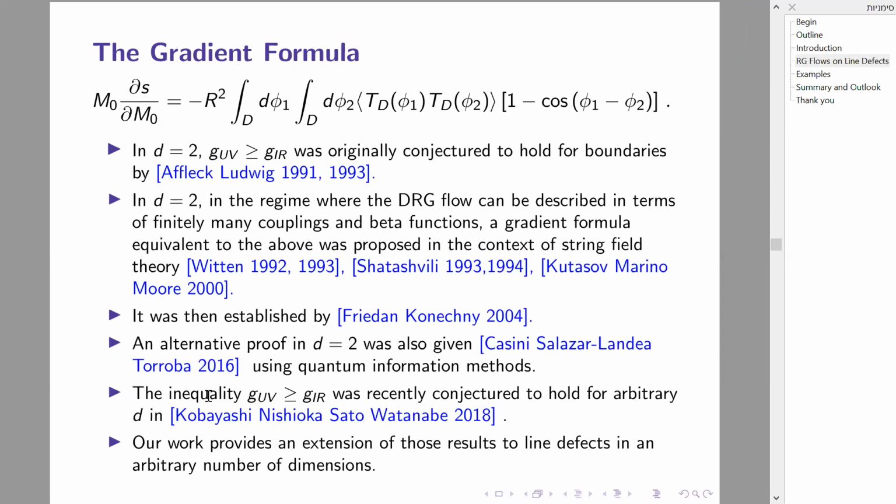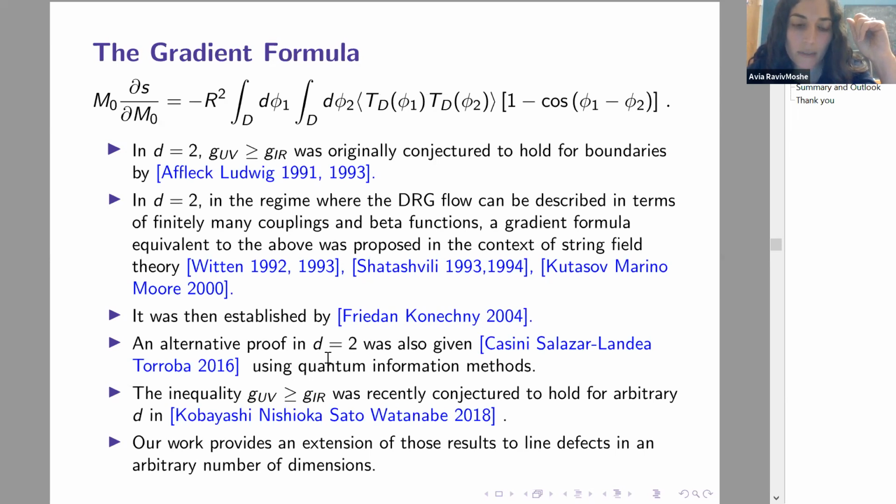Also, let me mention that this inequality G_UV larger or equal to G_IR was recently conjectured to hold for arbitrary dimensions in a paper by Kobayashi and collaborators. And we can say that our work provides an extension of these results in 2D to a line defect in an arbitrary number of space-time dimensions.